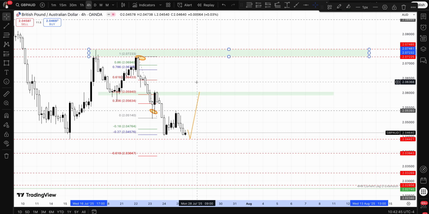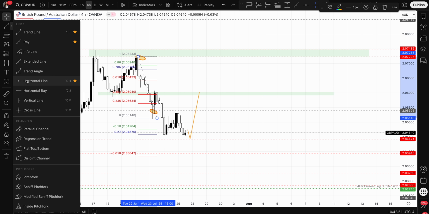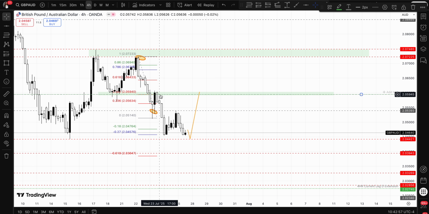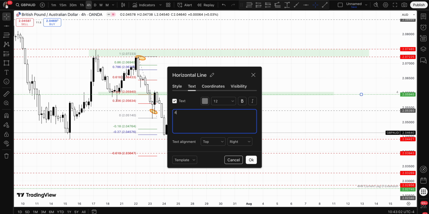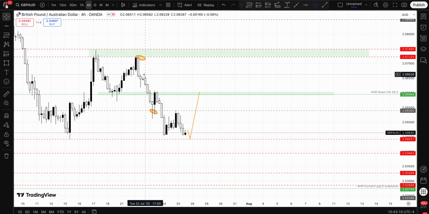So how I would set this up, I'm going to get rid of the fib. I'm going to mark off my 38.2, which we already kind of sort of have. Where's my horizontal line? So I'm going to mark off my 38.2, and we're going to label it. We'll say 4-hour down fib, 38.2. We'll save. I'm going to get rid of this because I don't need it anymore. And I'm going to set this up for a potential buy.